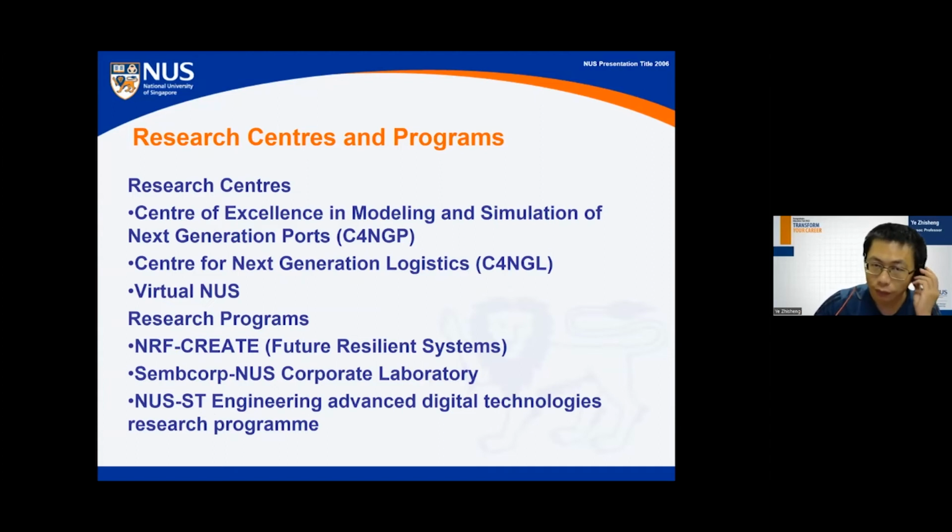And because of the excellent research in our department, we have actually created a few centers, and here you can see the 3 centers. One is the Center of Excellence in Modeling and Simulation of Next Generation Ports, and the Center for Next Generation Logistics, Virtual NUS. And there are also some research programs like the NUS Create program on future resilient systems. And we have a SEMCOP NUS collab lab. We also participate in this lab, and also the NUS ST Engineering program on advanced digital technology research.